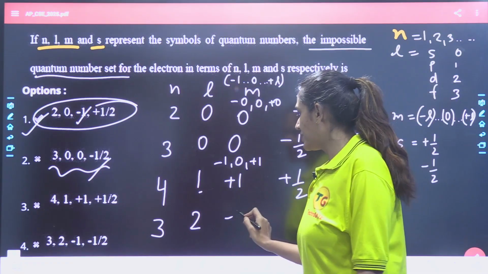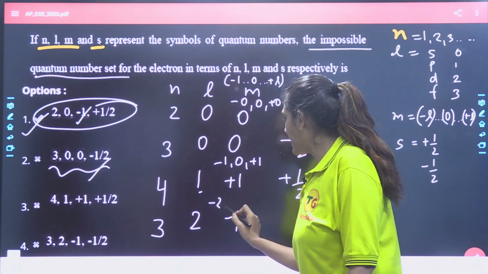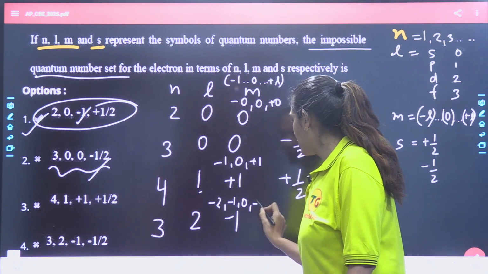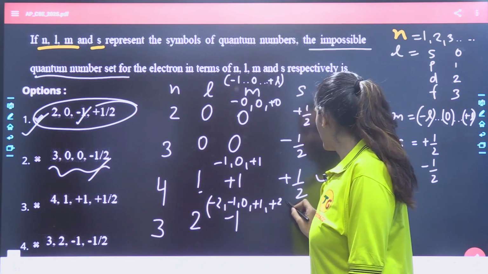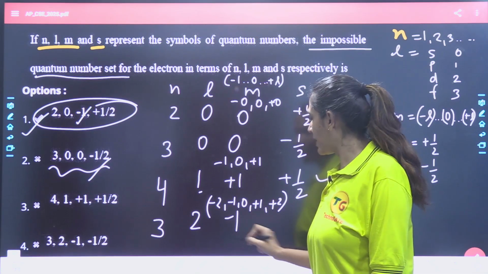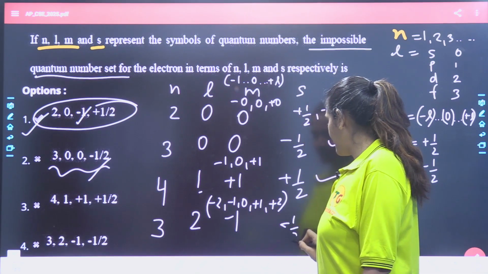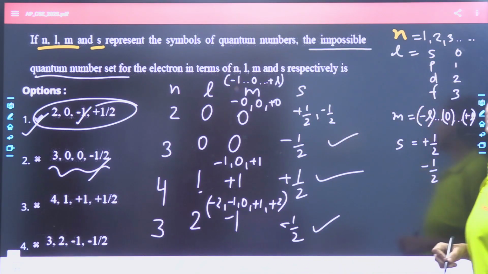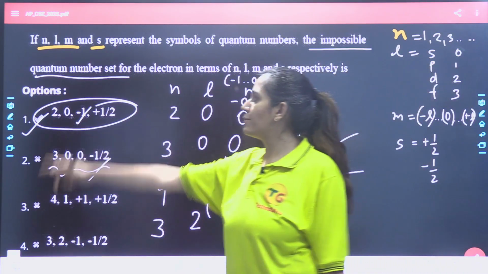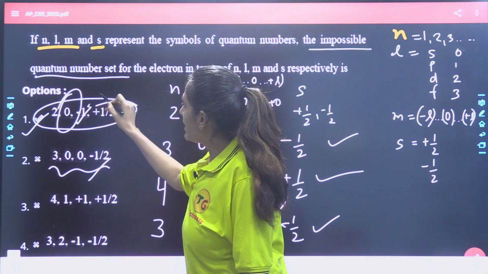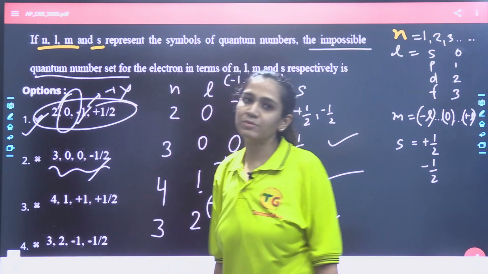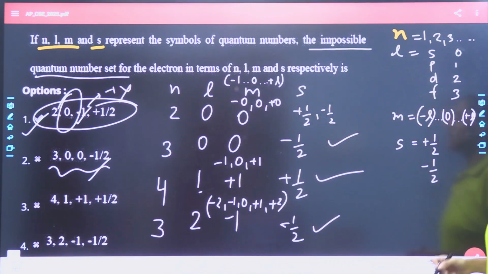This -1, yes, because M would have values -2, -1, 0, +1 and +2. All these values are possible for M. So we are given -1. This is again possible, and the spin is -1/2. So this set of quantum numbers is also possible. Clear? So our correct option would be option number 1, where L value 0 and M value -1. This is not possible. So the correct option would be option number 1.